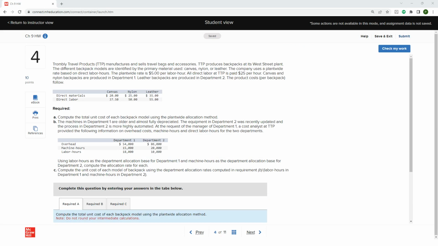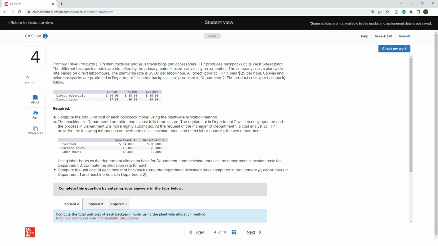So for question 4, it says that this company manufactures travel bags and accessories. They use canvas, nylon, or leather. They use a plant-wide allocation rate based on direct labor hours, and the rate is $5 per labor hour, and the direct labor is $25 per hour. So it's giving us hourly rates, but it doesn't give us the actual cost. And so we have to do a little bit of calculations.